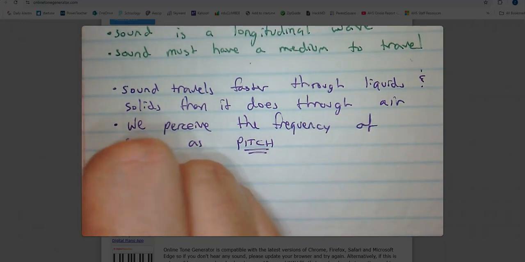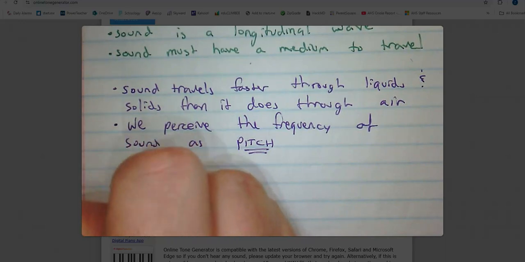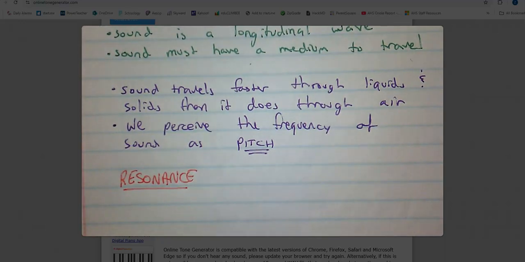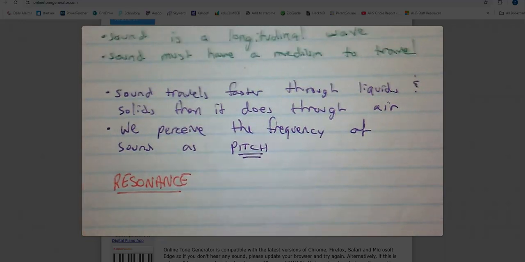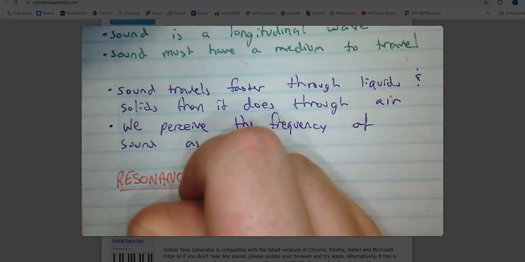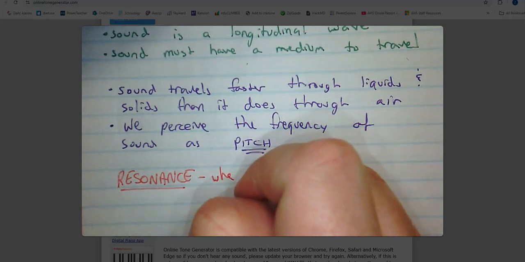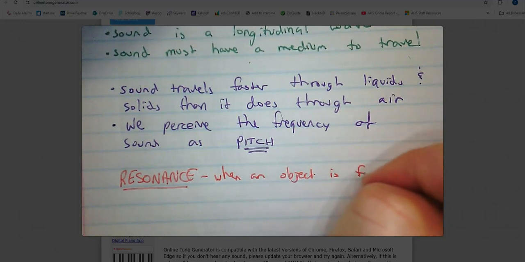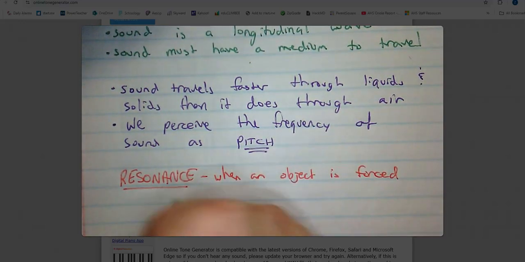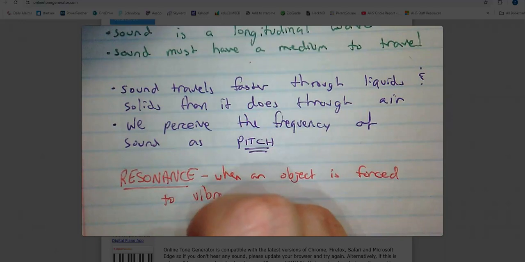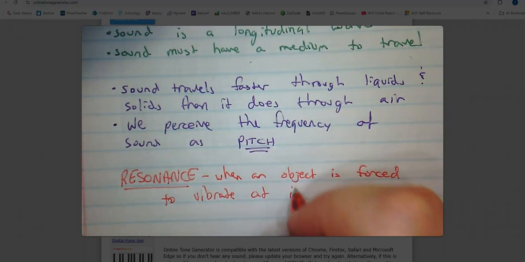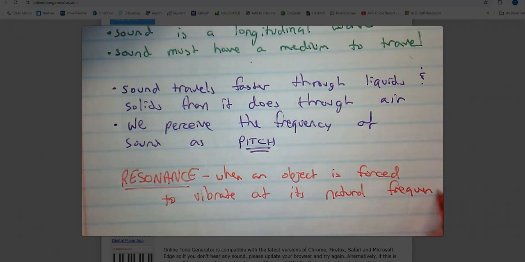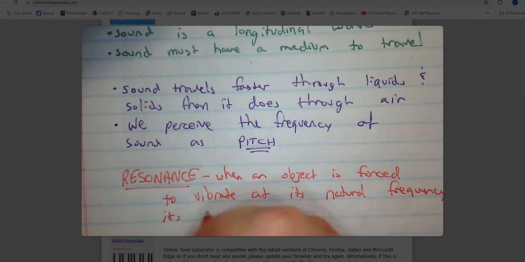So I want to define a few terms for you here. So the first term I want you to define is resonance. And I'm going to show you something here real quick. So here's what I want to say about resonance. When an object is forced to vibrate at its natural frequency, its amplitude increases.